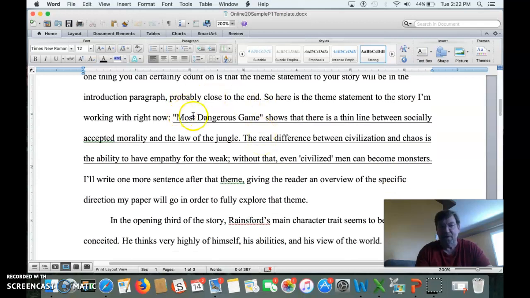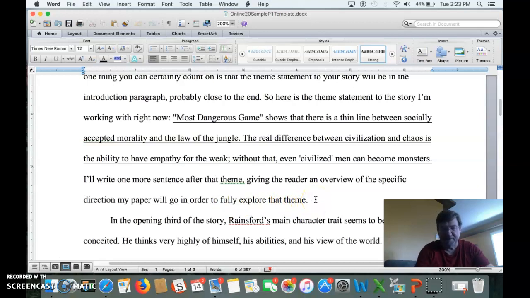I did underline where I put my theme statement because I've already got that done. That is a thing that should appear in this paper when you write your own paper. Put your theme in there. And like I say, after the theme, I'll write one more sentence giving the reader an overview of the specific direction my paper will go in order to fully explore that theme.